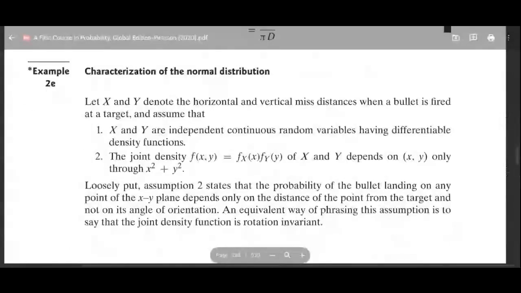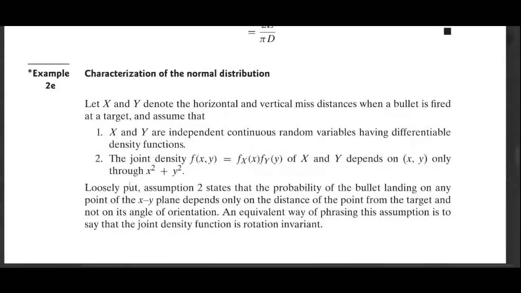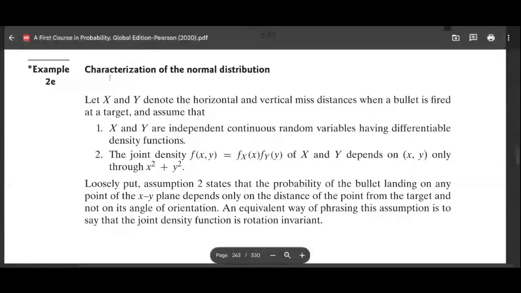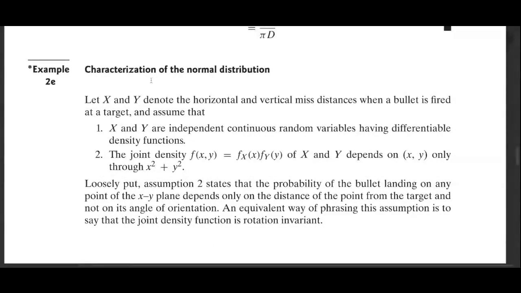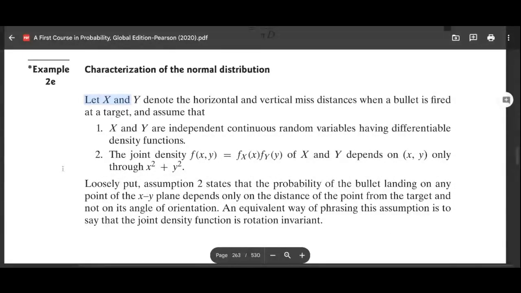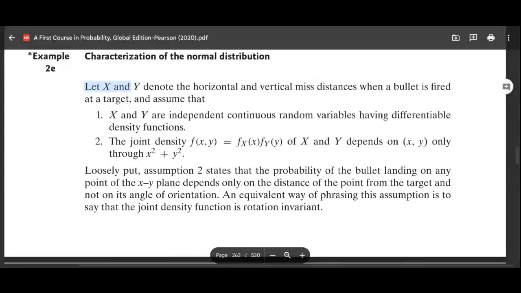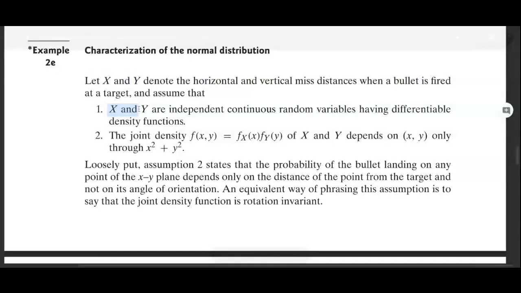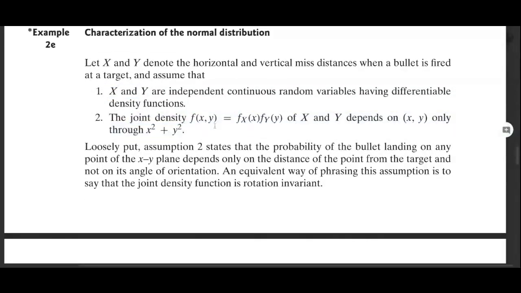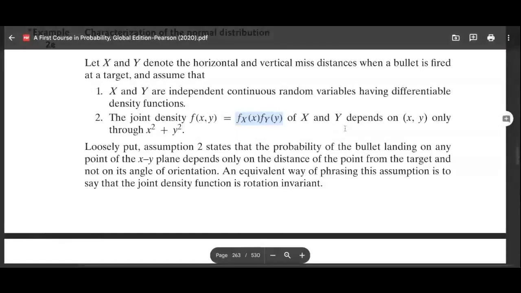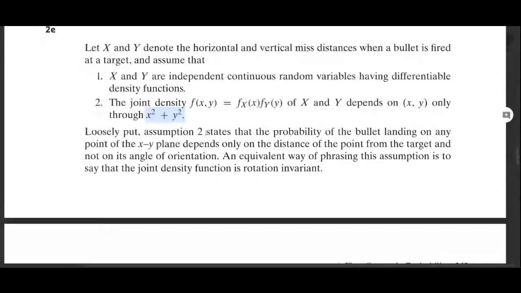Let's see the next example. The first two examples are better. Okay, this is regarding the normal distribution. Let x and y denote the horizontal and vertical miss distances when a bullet is fired at a target, and assume that x and y are independent continuous random variables having differentiable density functions. The joint density f of x, y is, because they are independent, dependent on x and y only through x squared plus y squared, because the target is round.